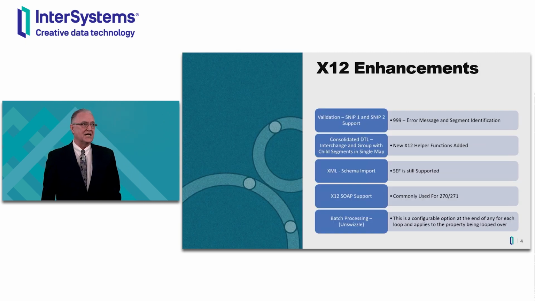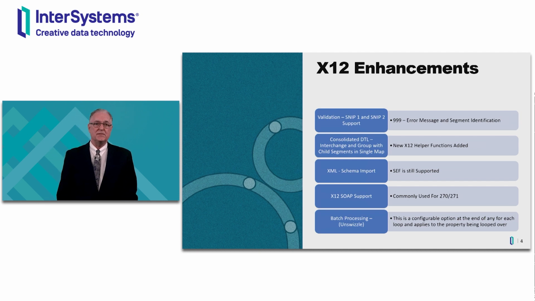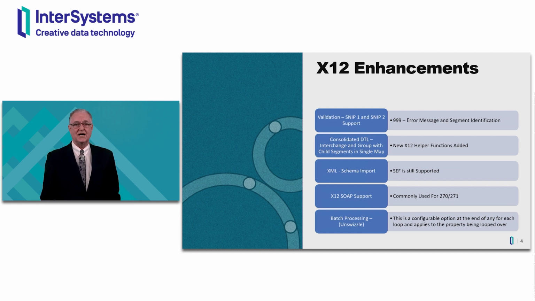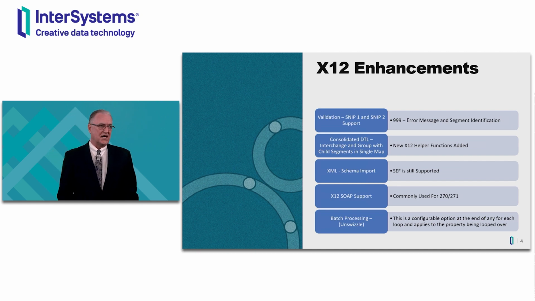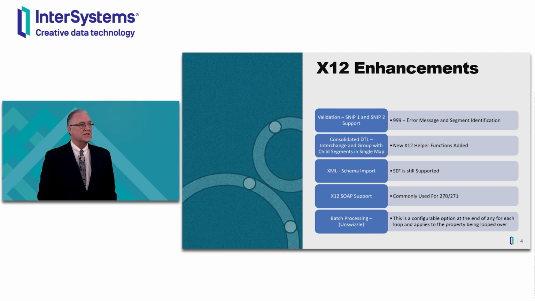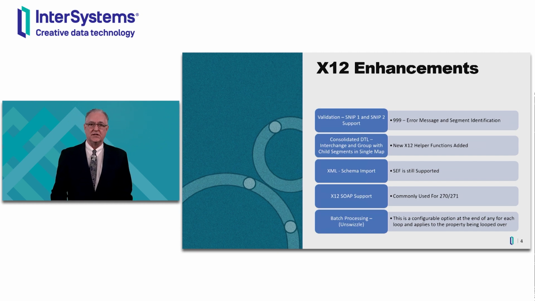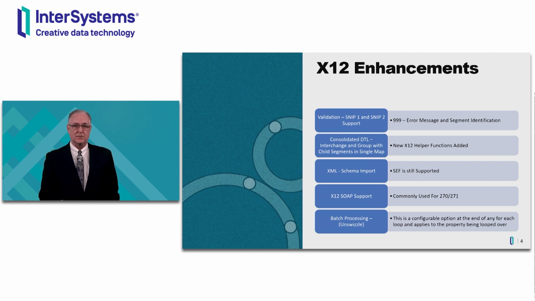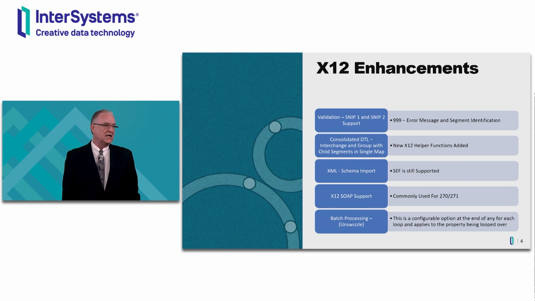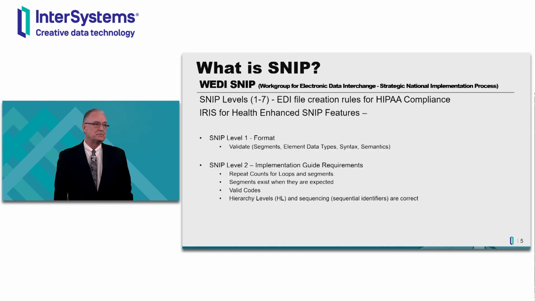The list of enhancements for the X12 module is validation of SNIP 1 and SNIP 2 support with 999 acknowledgments, which include error messaging and segment identification. The consolidated DTL interchange group with child segments in a single map, which uses the new X12 helper functions that are designed to make your mappings much easier. The XML schema import, which is a new version of the XML model designed by EDI, but we still support the Ceph imports. The SOAP support, commonly used for eligibility requests, and batch processing.